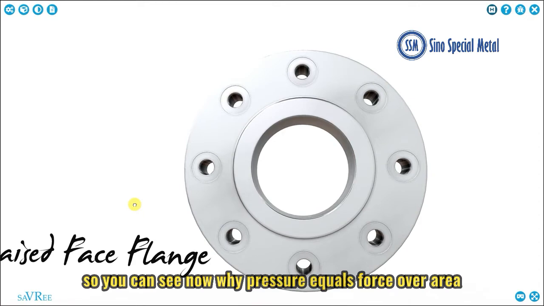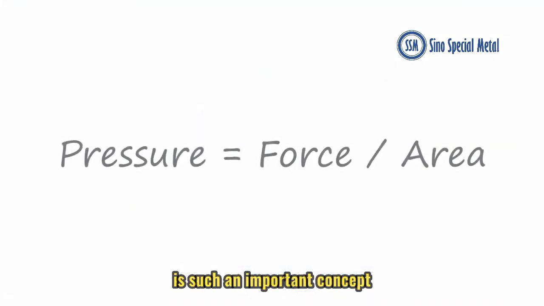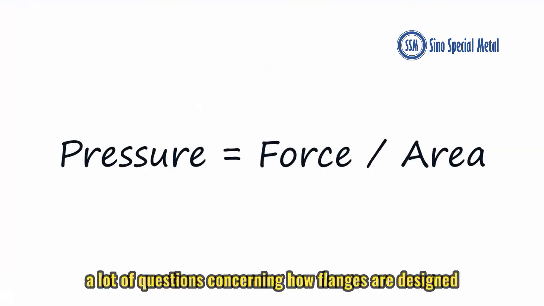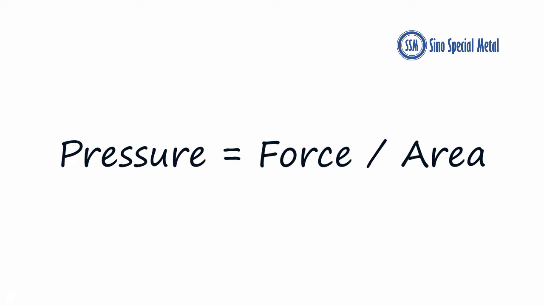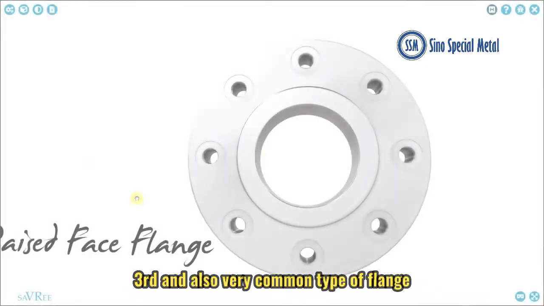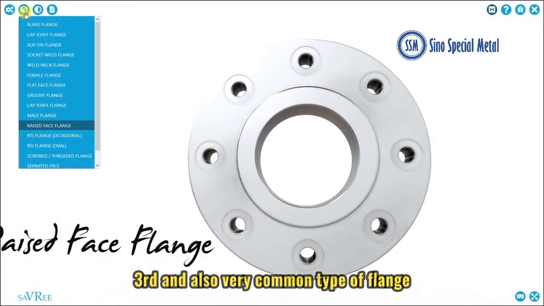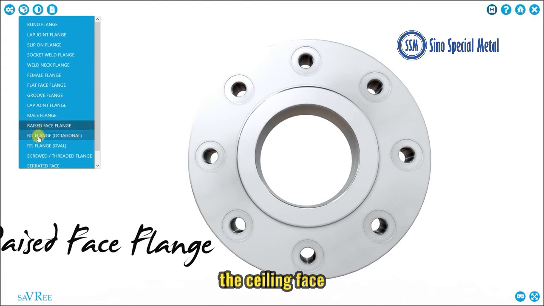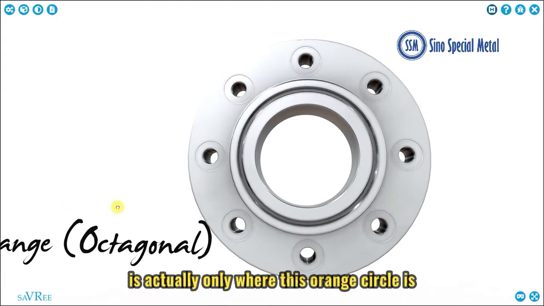So you can see now why pressure equals force over area is such an important concept. That simple equation answers a lot of questions concerning how flanges are designed. If we take a look now at our third and also very common type of flange sealing face, and that is the RTJ or ring type joint flange, the sealing face is actually only where this orange circle is.